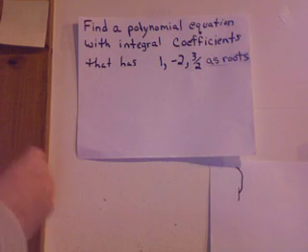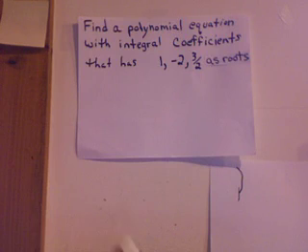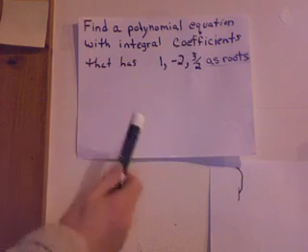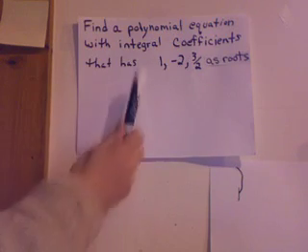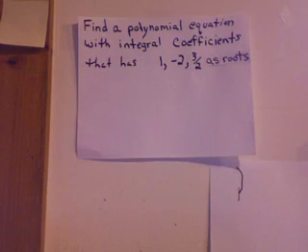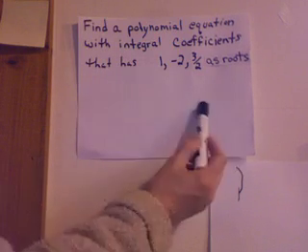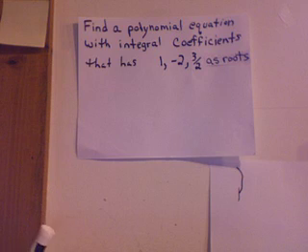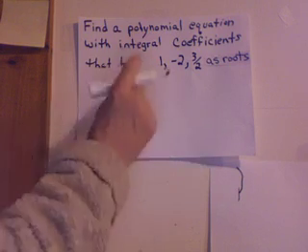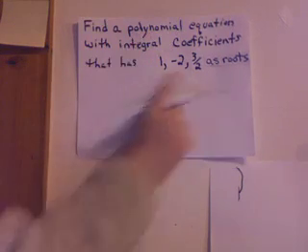Part of tonight's homework is to find a polynomial equation with integral coefficients that has the given zeros. Integral coefficients just means that when you have your final answer for an equation, you do not have any fractions or decimals. So you have just integers.